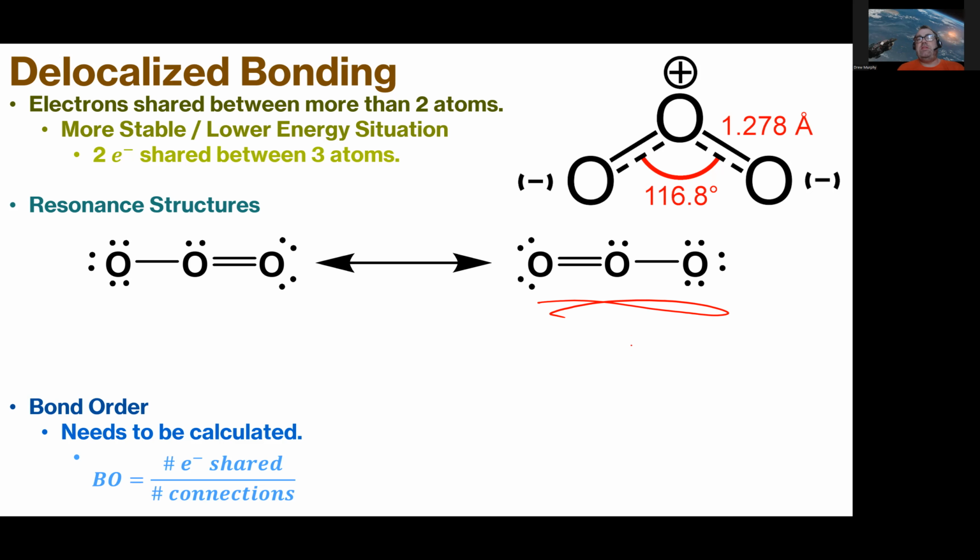We said this is because these are 1.5 bonds, because we have 3 pairs shared over 2 connections. So what I want to impress upon us is how this happens, and it's because of the molecular orbitals that are involved. So let's take a look at ozone in terms of molecular orbitals.